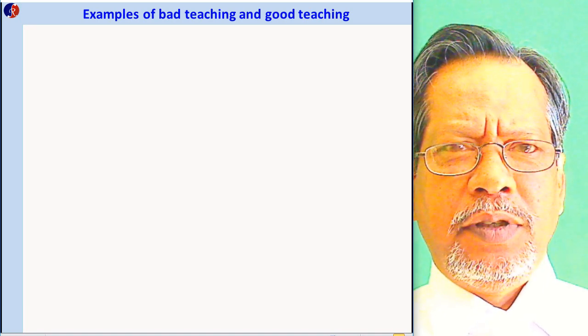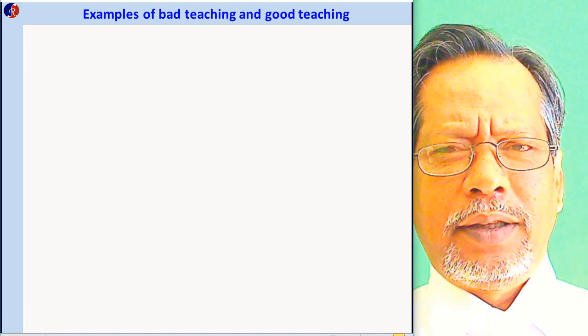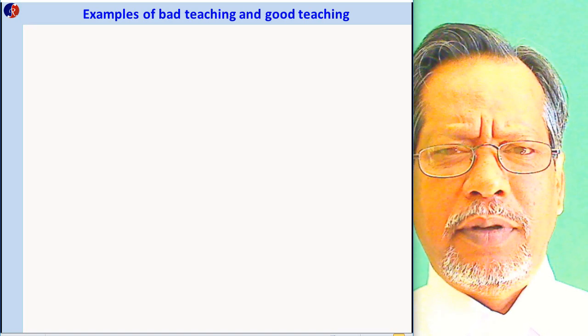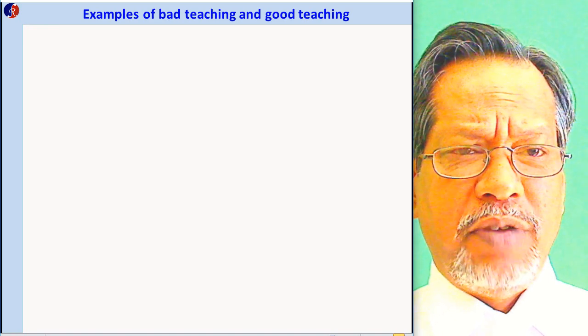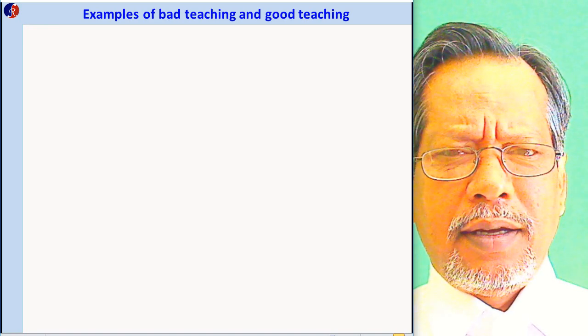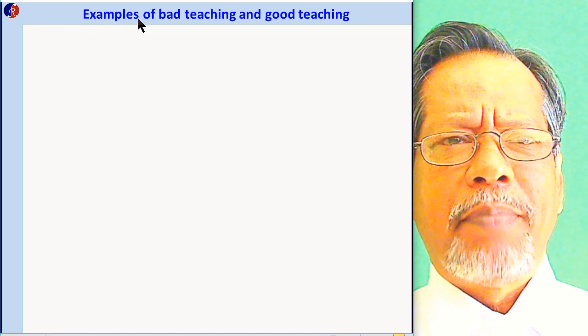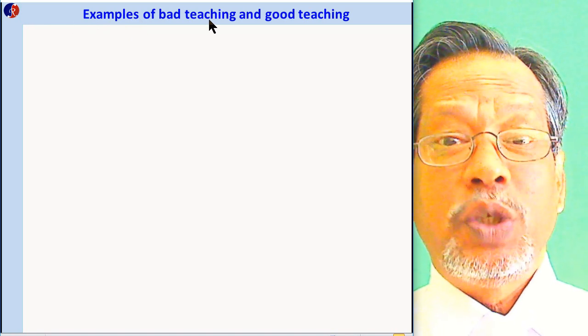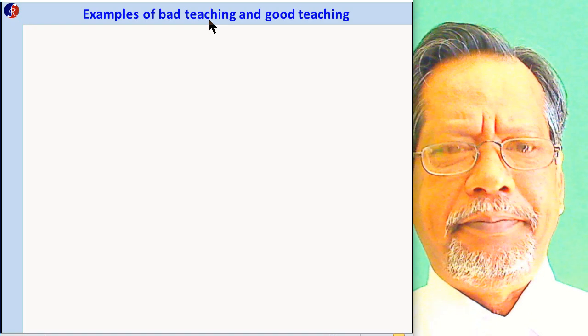In this lesson, we will start with how not to teach. I'll give you a typical example of how science is being taught. What's wrong with it? Examples of bad teaching. After that, I'll show you how to teach well. Good teaching.